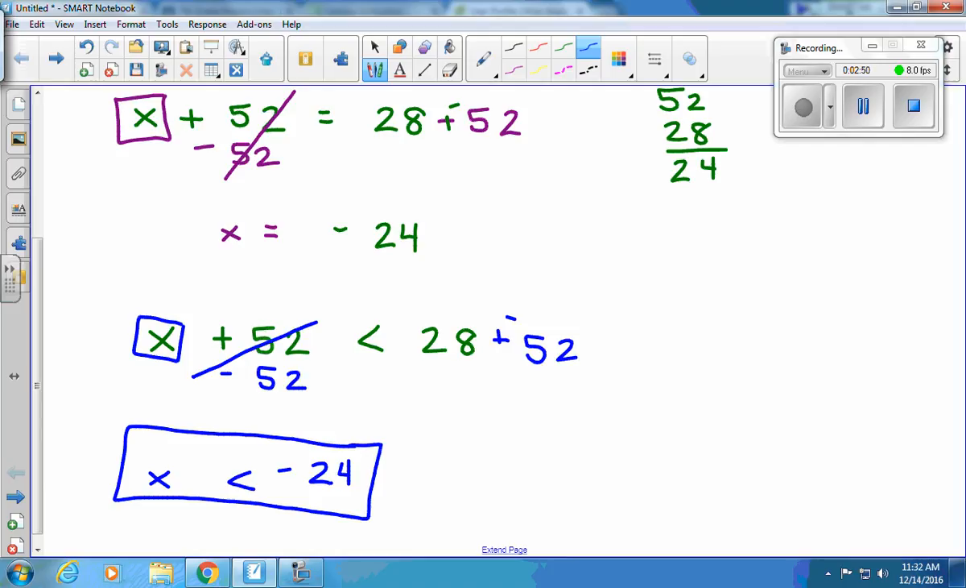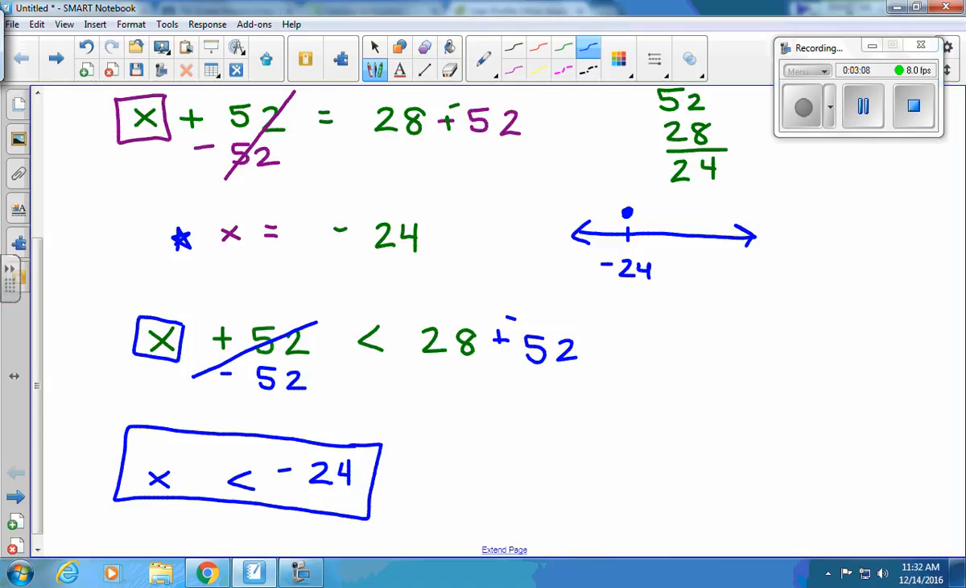Now, on here, x equaled negative 24. That's the only answer it could be. If they said graph that on a number line, you would have negative 24, and you would have a dot on it, because that's what it equals. It includes negative 24. There's nothing else.